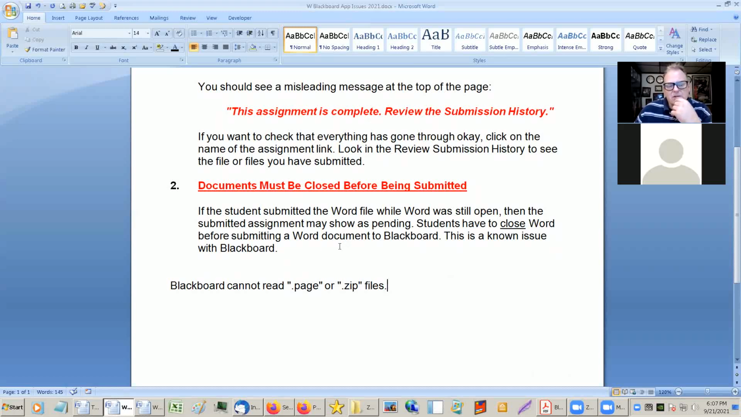Okay, so there's a few things. Again, Blackboard is what we've got. There are other programs out there. Every program like Blackboard is quirky. I've worked with Canvas, it's quirky. But anyway, just keep those things in mind when you're working on it.